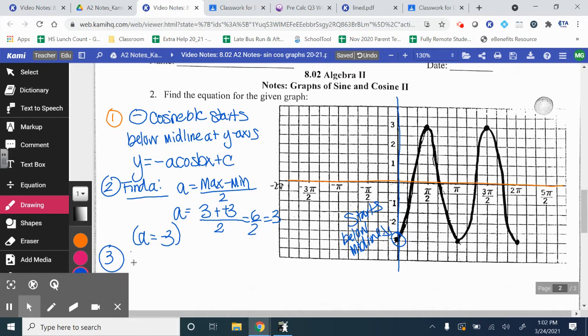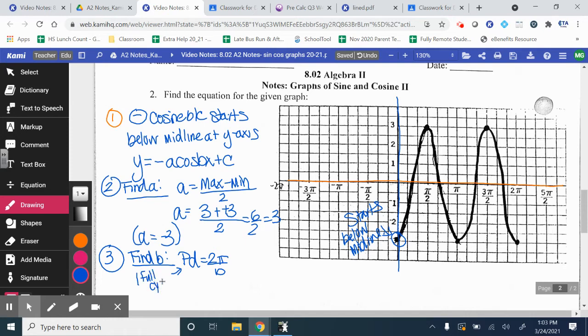Step 3, we're going to find B. So we found A, B, and then we're going to find C after this. So what formula do we have that has a B in it? Well, that's our period formula. So the period is 2 pi over B. And what does it mean to find the period? It's the length of one full cycle. So here, we know that negative cosine will be 1 C that's been rotated. So go to your graph and trace 1 bell or 1 C. And we trace it, we go up, and then we go back down, and that's the end of 1 full cycle.